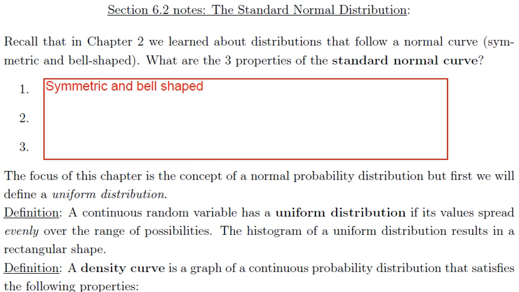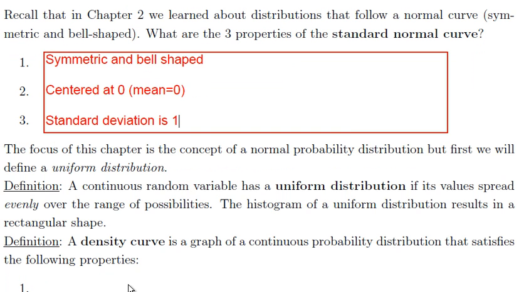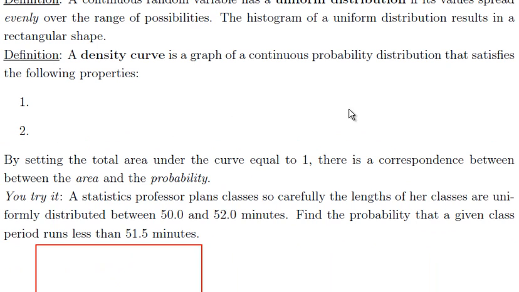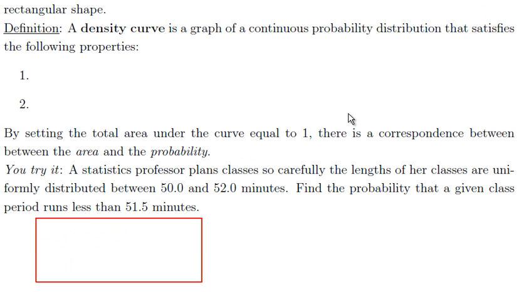But it's the standard normal curve, so it's centered at 0. That means that the mean is equal to 0. And the standard deviation is 1. So that's the standard normal curve. That's the table that we're going to use to look up values. The standard normal table is just a density curve. There's a lot of different density curves, but they all have the following two properties.